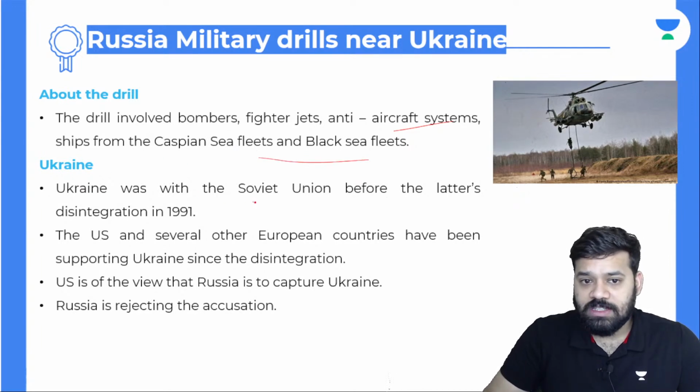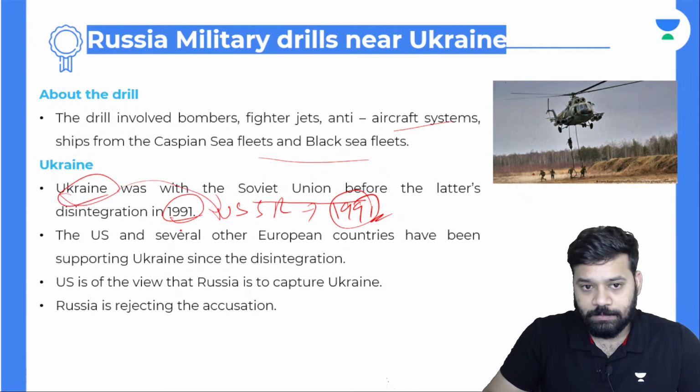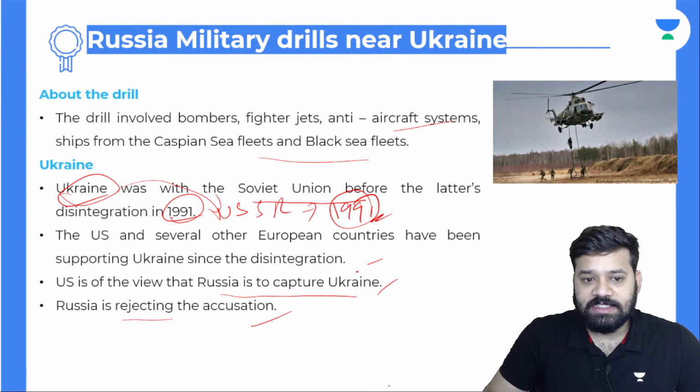About Ukraine, Ukraine was with the Soviet Union before the later disintegration of the USSR in 1991. So the USSR was disintegrated in 1991. We all know this. And Ukraine was a part of the USSR, and the US and several other European countries have been supporting Ukraine since the disintegration. The US is of the view that Russia is to capture Ukraine. Russia is rejecting the accusation. So probably the leaders of Russia and the USA should sit together, sort out the differences, and de-escalate the situation. Okay, that is the need of the moment.